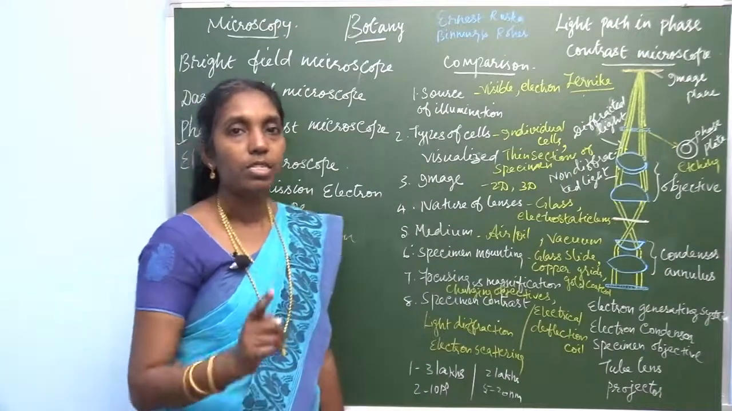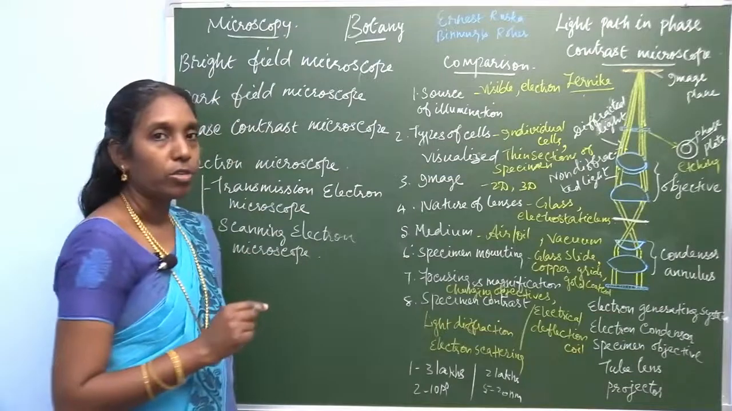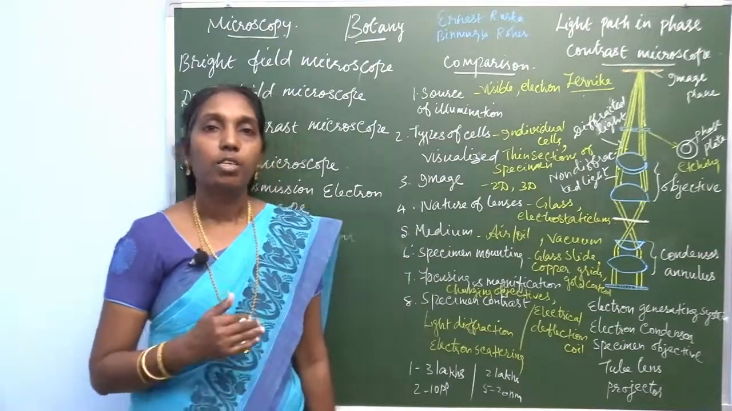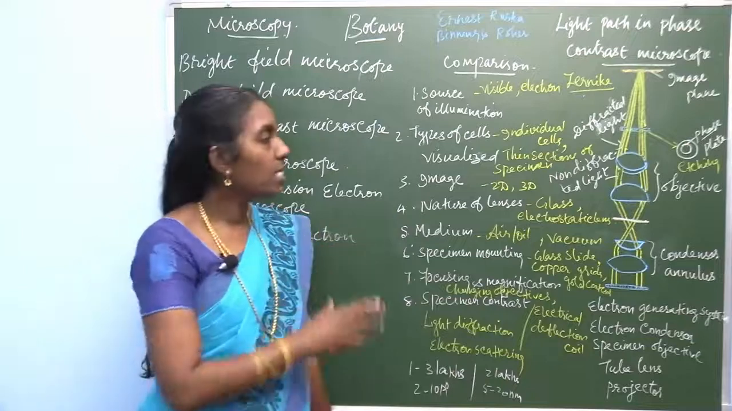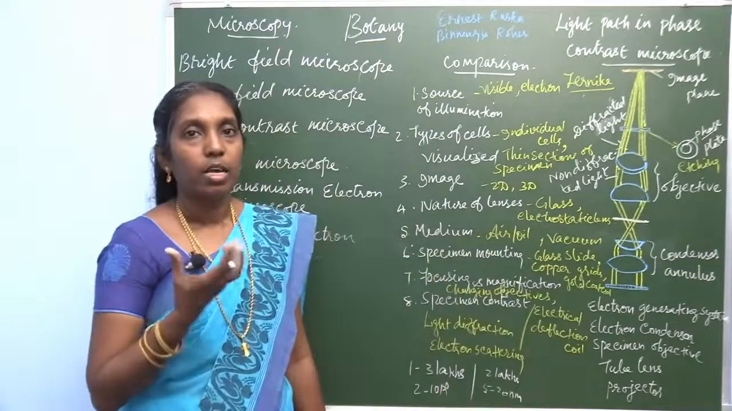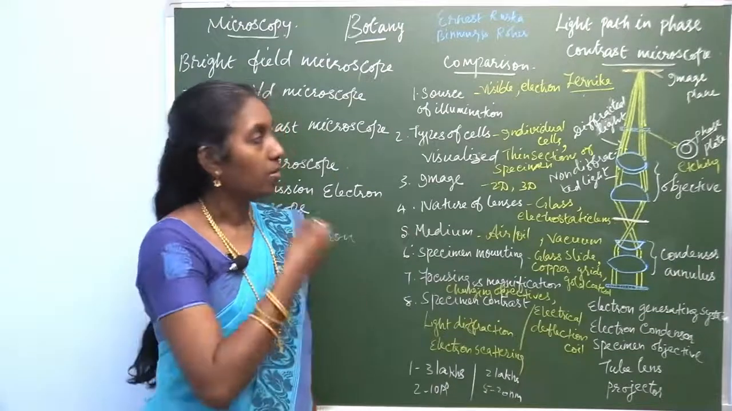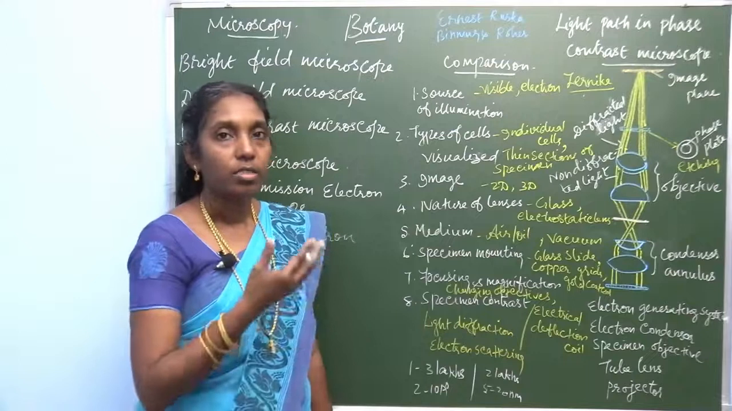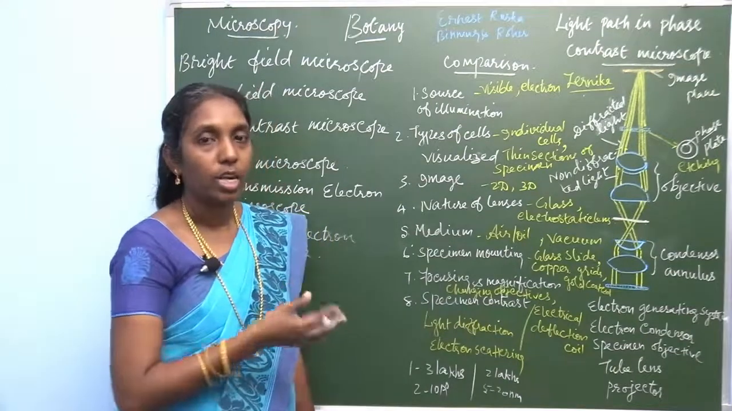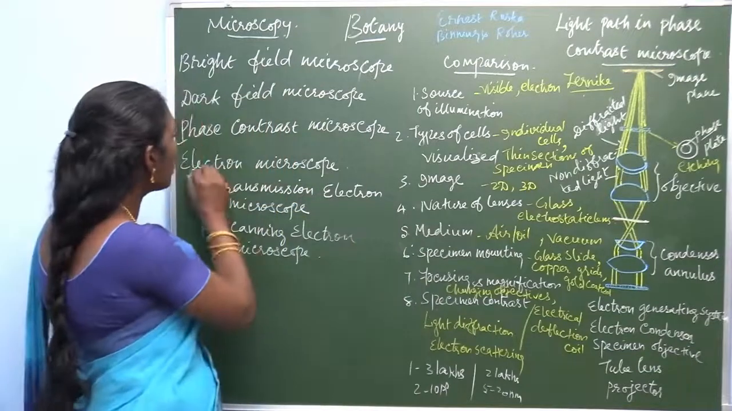So this is the first type of microscope you are going to learn today. The second type of microscope is electron microscope. Now in electron microscope, instead of light beams, electron beams are used. Instead of light beams, in electron microscope, here there is electron.